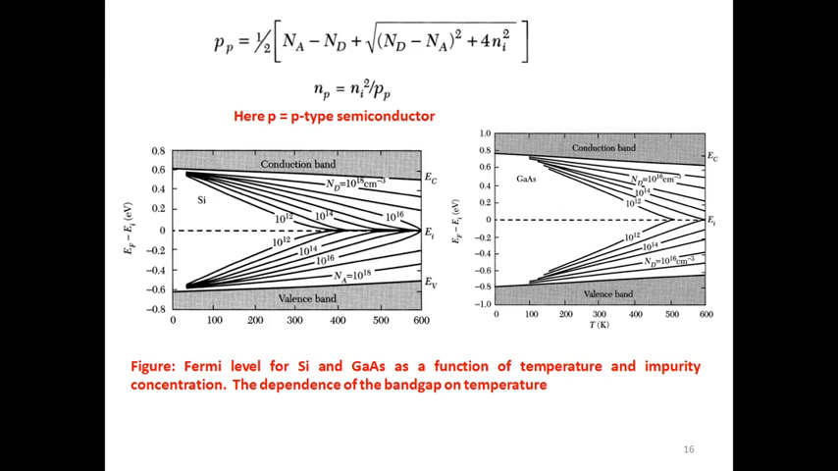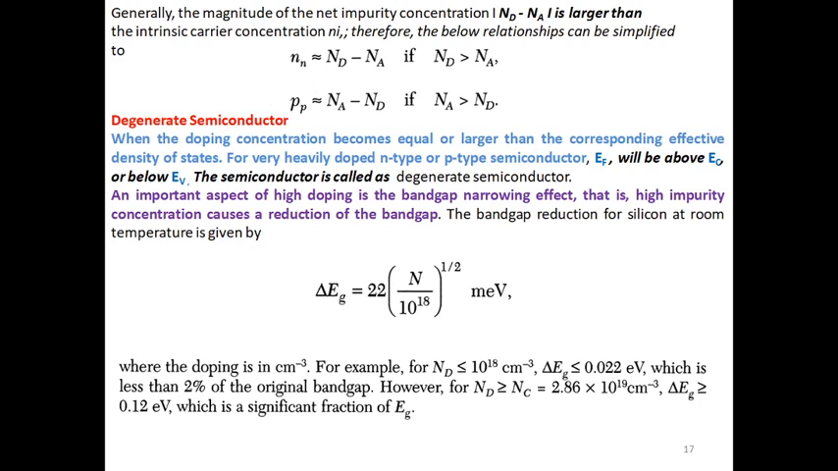If you take the acceptor impurity N_a from 10 to the 12 to 10 to the 18, then as the temperature changes, the Fermi level changes according to the impurity concentration. In the case of gallium arsenide, it likewise shows the relation between temperature and the donor and acceptor concentrations. We are showing the dependence of the band gap on temperature, because the important conclusion from these two figures is how the band gap changes with temperature.